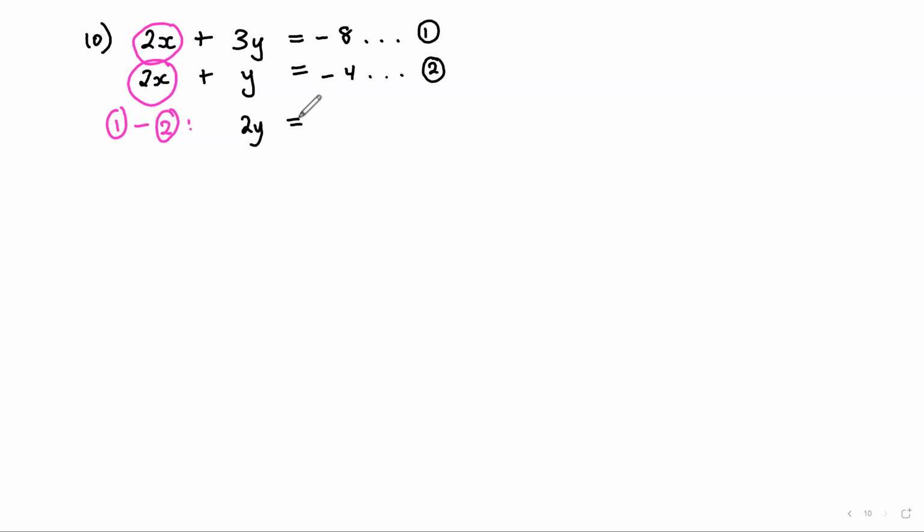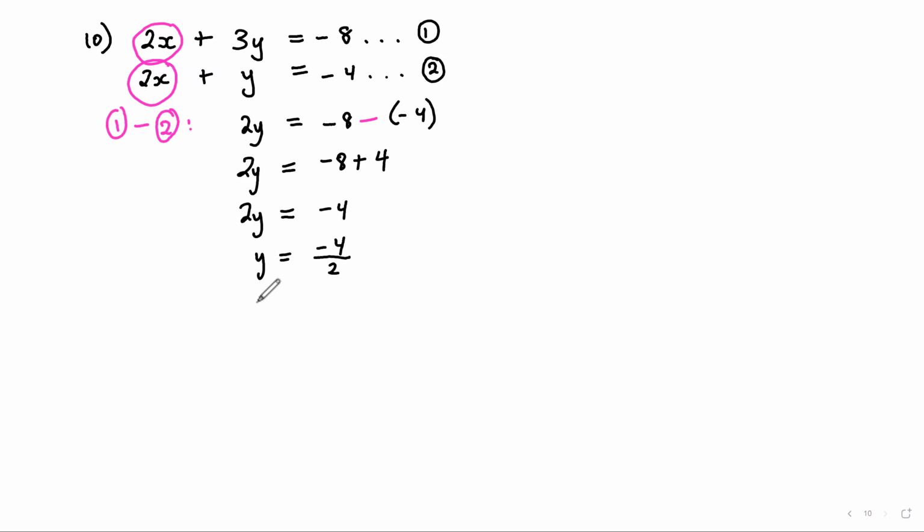Now here, I'm writing this out because this is where students make mistakes. So -8 take away -4, right? -8 take away -4. So this will be 2y is equal to -8 take away -4, which will actually be -8 plus 4. So 2y is equal to -8 plus 4, which is -4. And then y is equal to -4 divided by 2, which makes y equal to -2.